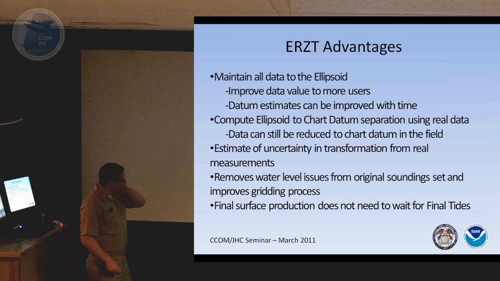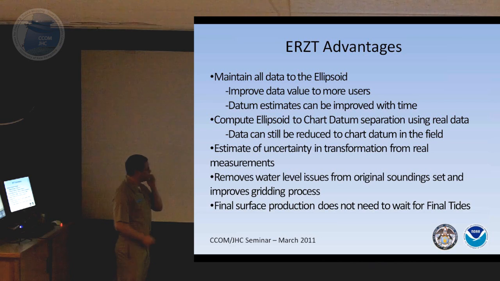So, let's see. Estimate of uncertainty and transformation from real measurements. I think that by looking at the variation of the surface, you get a much better estimate of what your uncertainty is. Covered that.